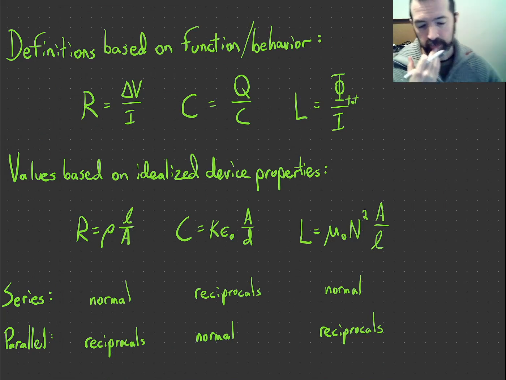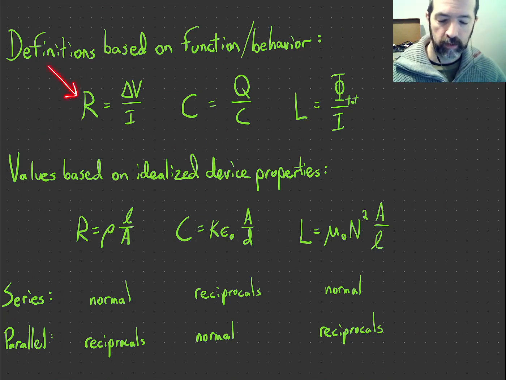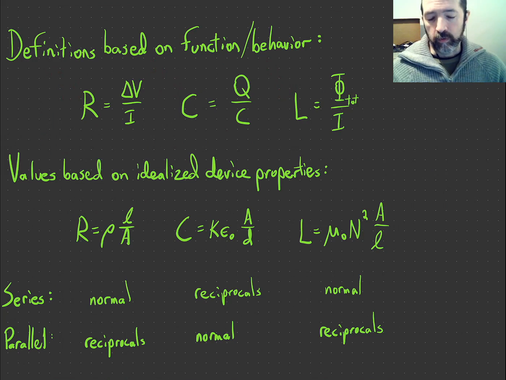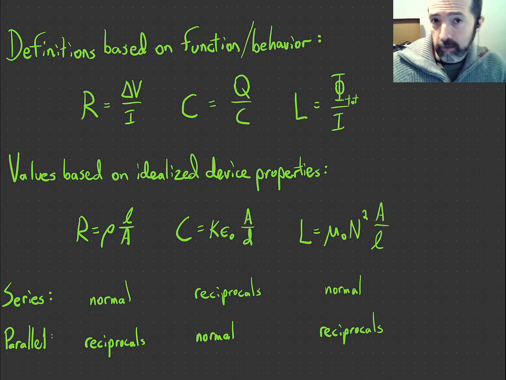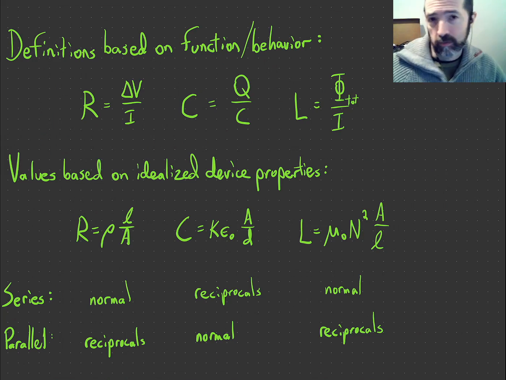Okay, so last thing for this video is I just want to make some comparisons with the other circuit elements that we studied this year. Resistance was defined as delta V over I, capacitance is defined as Q over delta V, and similarly inductance, I'm doing the version without the big N here, is the total flux over the current. So those are, again, the definitions for these quantities. They are based on the way the device functions, or the way it behaves.